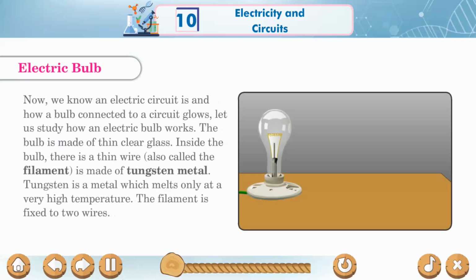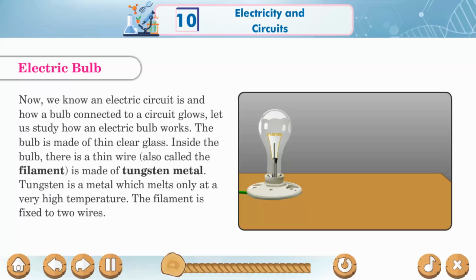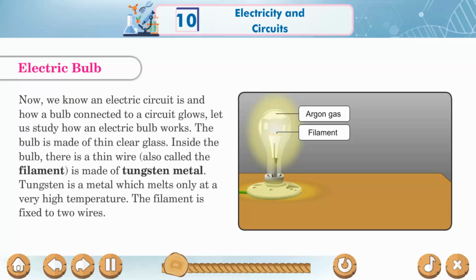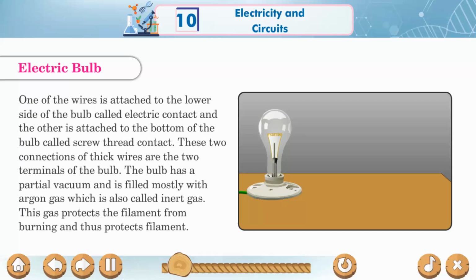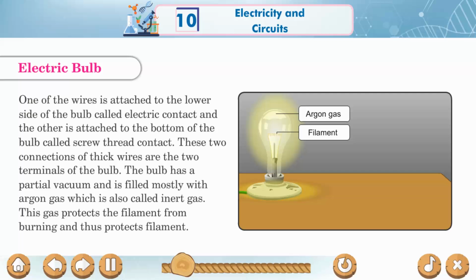Electric bulb. Now we know what an electric circuit is and how a bulb connected to a circuit glows. Let us study how an electric bulb works. The bulb is made of thin clear glass. Inside the bulb there is a thin wire, also called the filament, made of tungsten metal. Tungsten is a metal which melts only at a very high temperature. The filament is fixed to two wires. One of the wires is attached to the lower side of the bulb, called the electric contact, and the other is attached to the bottom of the bulb, called the screw thread contact. These two connections of thick wires are the two terminals of the bulb.